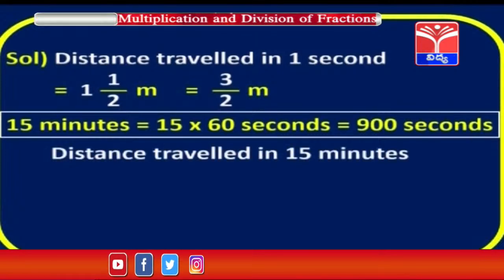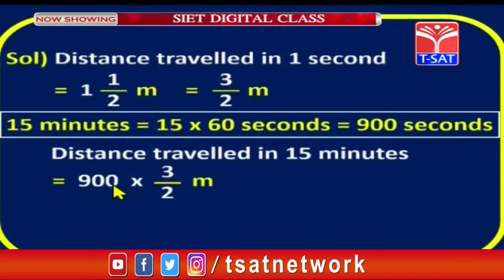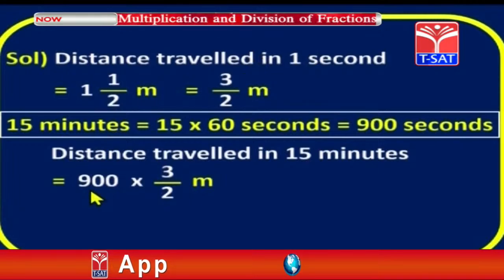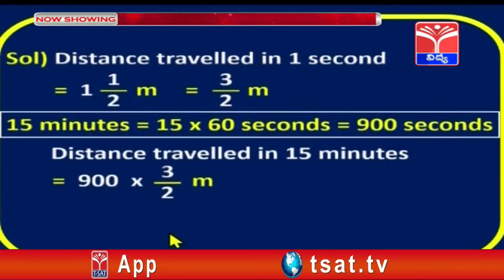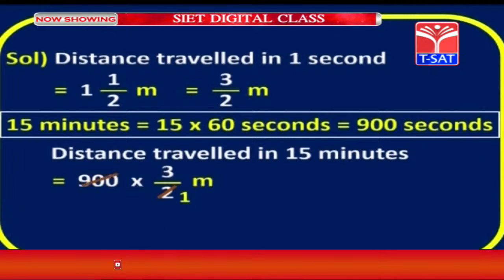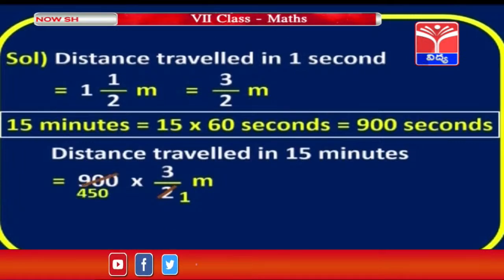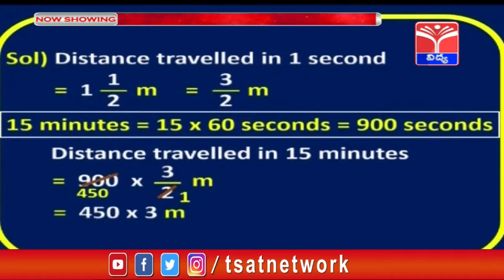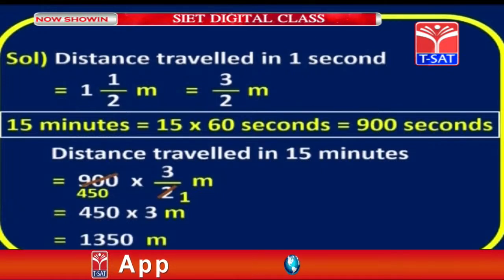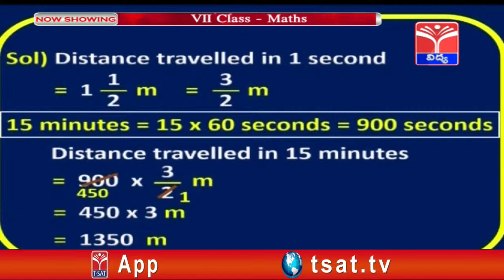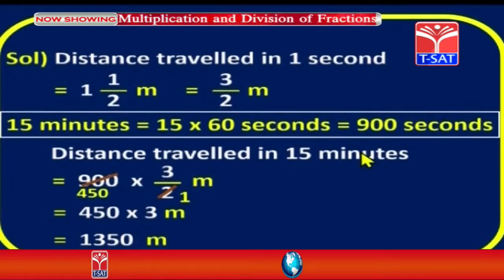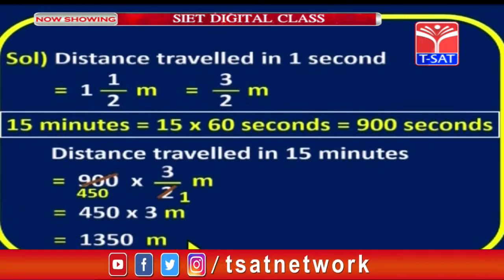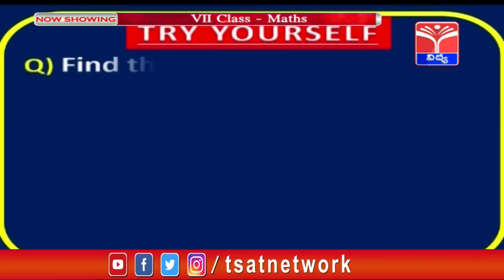So distance travelled in 15 minutes is equal to 900. This is the time. 3 by 2 is the distance travelled in 1 second. So 900 into 3 by 2. Children, here you can cancel like this. 2 1s are 2, 2 4s are 8. 1 will be left over, 0, 2 5s are 10, and 1 more 0, you will get 450. So 450 into 3 meters, which is equal to 1350 meters. Now children, tell me how much distance Raju is walking in 15 minutes? He is walking 1350 meters.